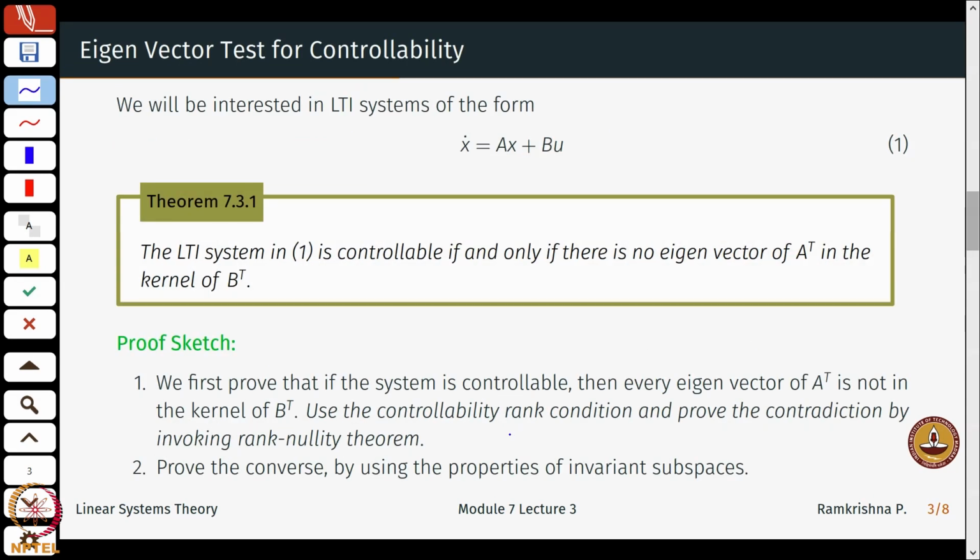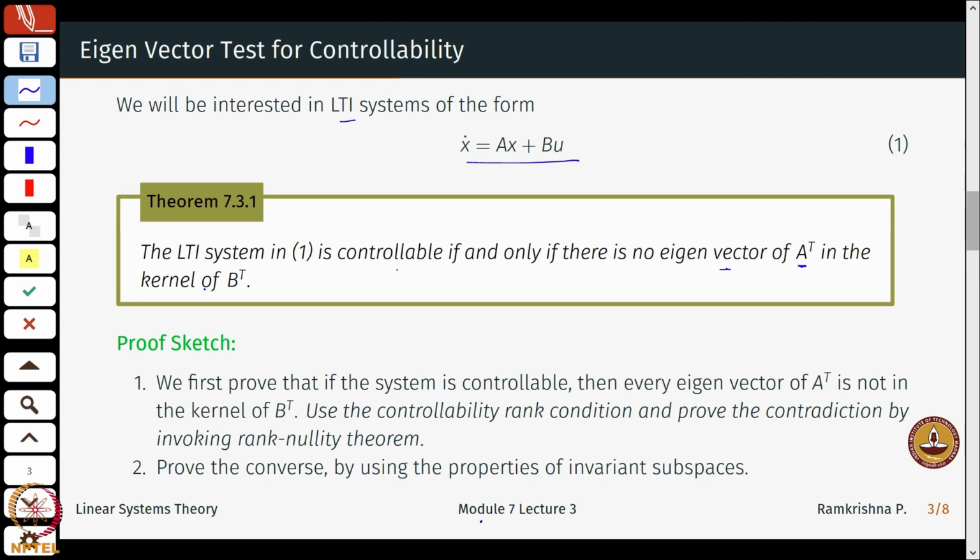Okay. So, the first theorem for today's lecture would be the following. We will be, as usual, interested in LTI systems, that too of continuous time. So, the LTI system 1 is controllable if and only if there is no eigenvector of A transpose in the kernel of B transpose. Okay. So, what does this mean? We have to prove both ways. First we assume that it is controllable and then prove that there is no eigenvector of A transpose in the kernel of B transpose, and then we will do the reverse. We will prove the converse then.